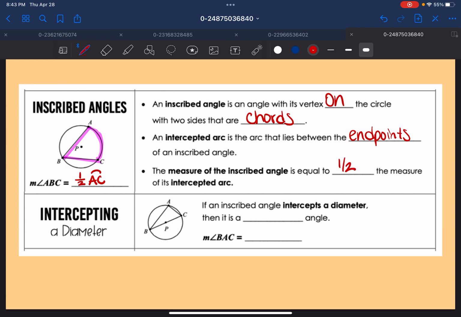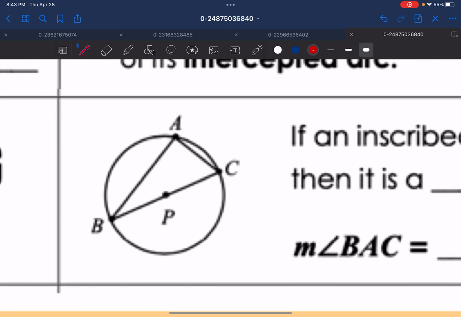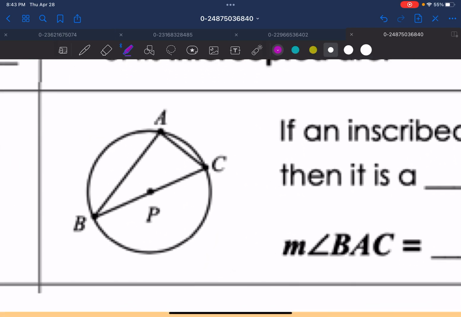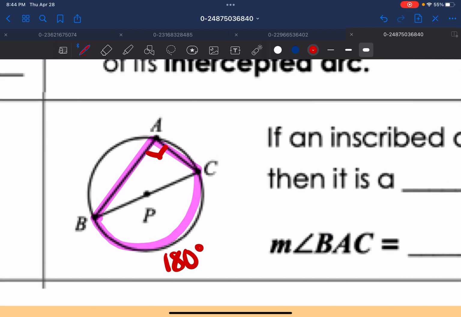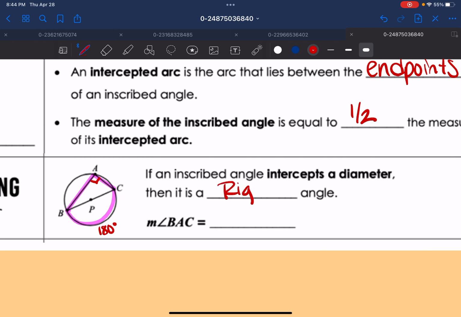All right, so now let's look at when we intercept a diameter. If I zoom in here on this picture, we can see that angle BAC opens up to a diameter. Well, we know when it opens up to a diameter, it creates a semicircle. And so that means our arc is 180 degrees. And if the angle is half the arc, then that angle has to be a right angle. So anytime an inscribed angle is opening up to a diameter, you know it's going to be a right angle. Which means BAC would equal 90 degrees.